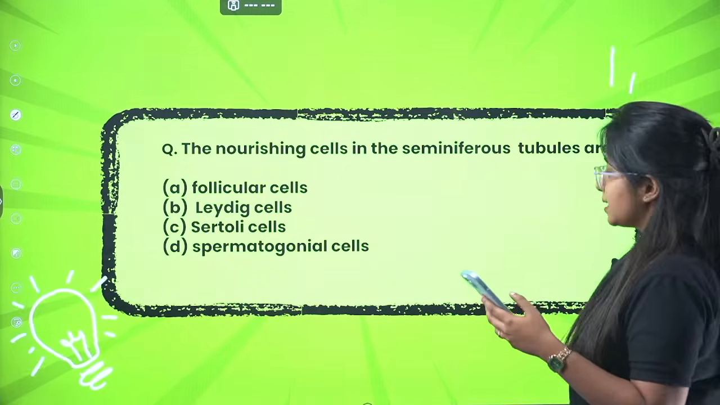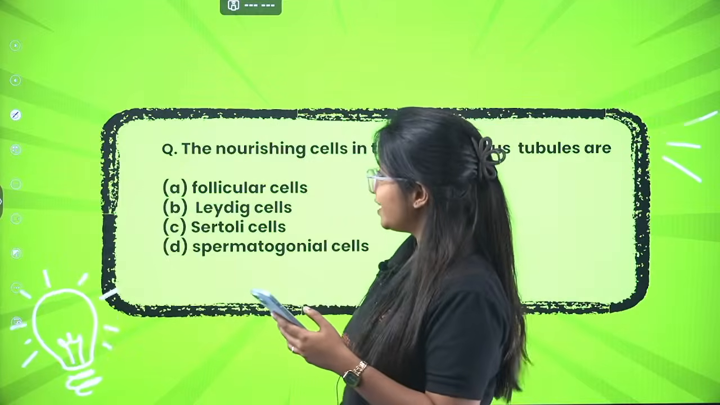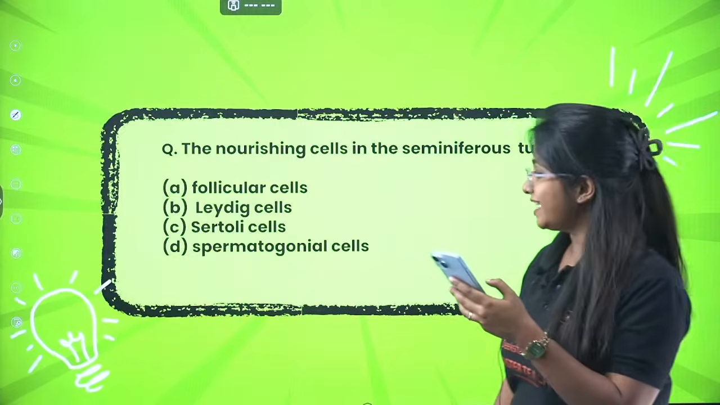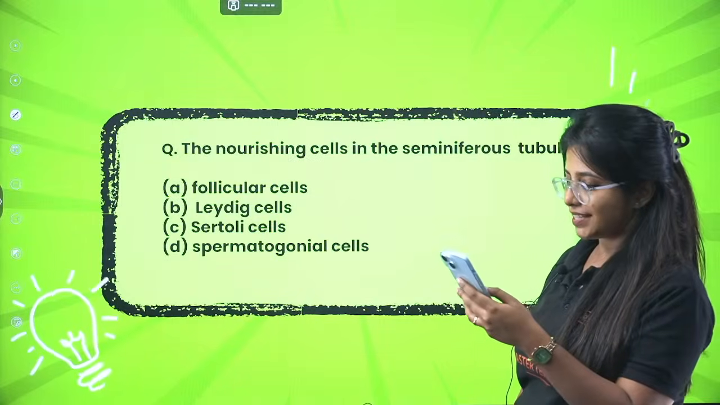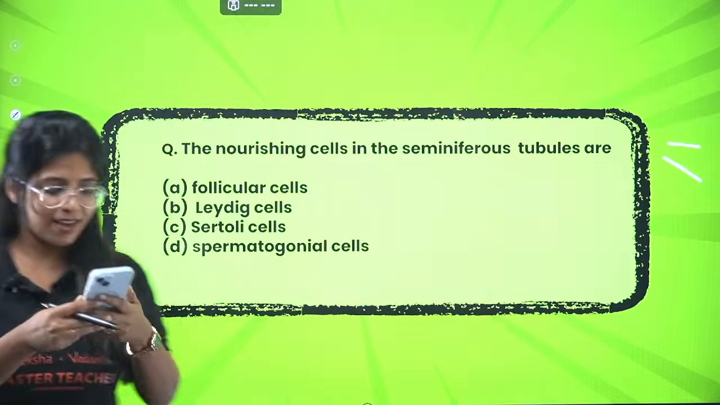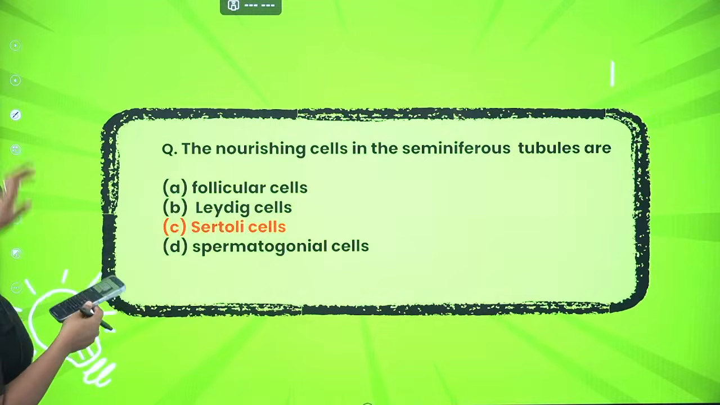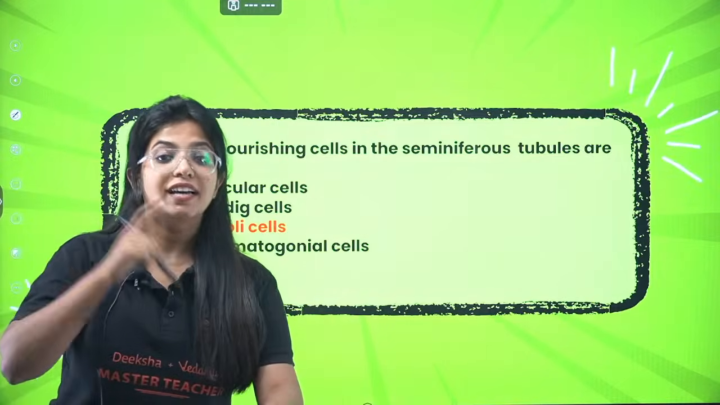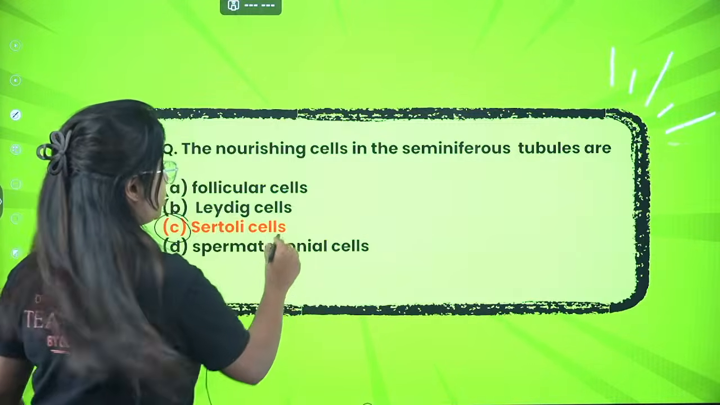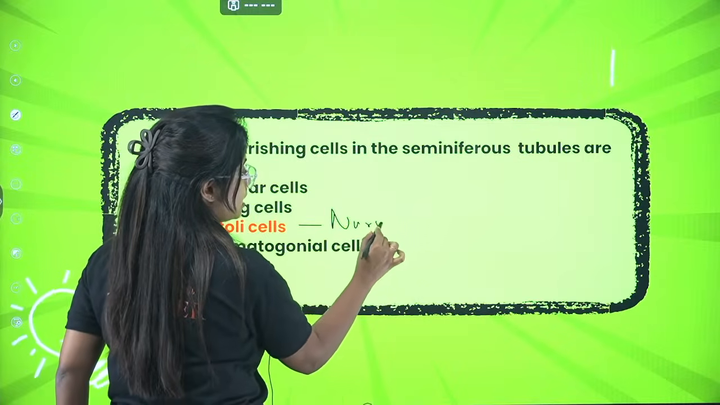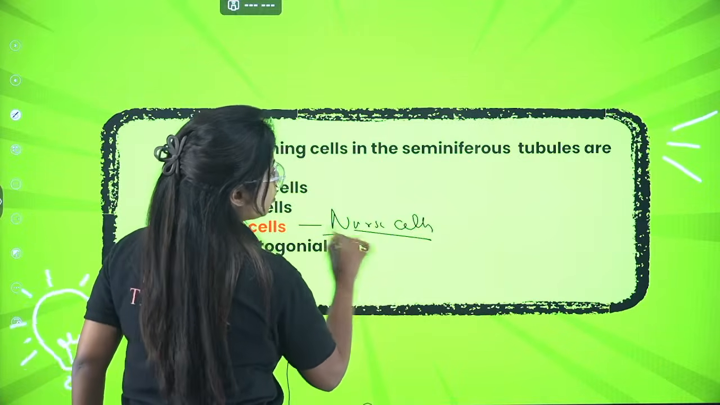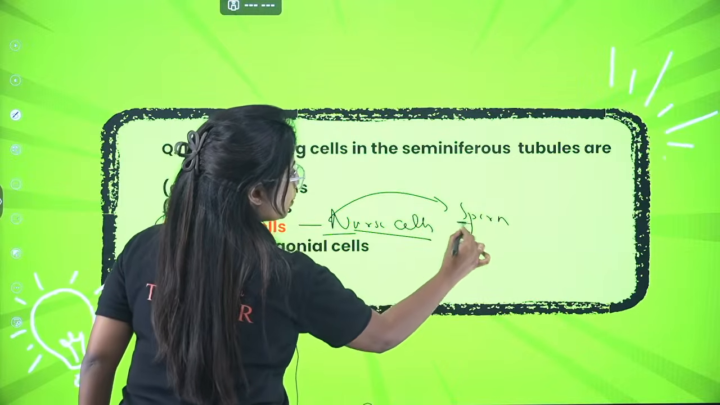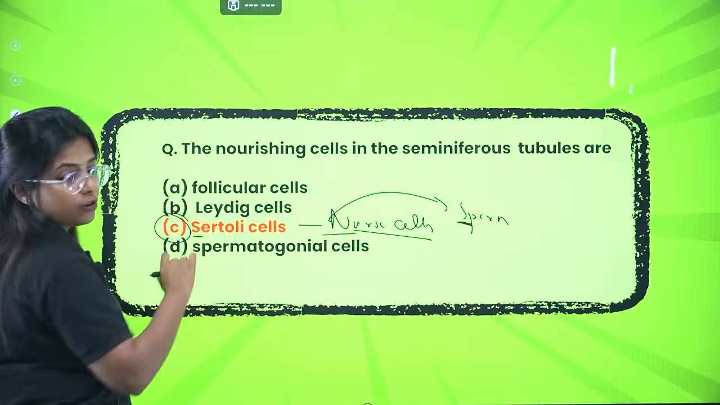The nourishing cells in the seminiferous tubule. Varshini has given me the answer. She says it is basically the Sertoli cells. Always Sheikh also said it is Sertoli cells. Exactly. Sertoli cells. I told you, nourishing cells, nurse cells. Sertoli cells are also known as nurse cells. Why? Because they are going to nourish our spermatogonia. So always remember S for spermatogonia and S for Sertoli cells.